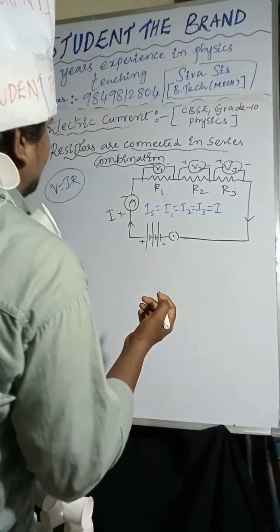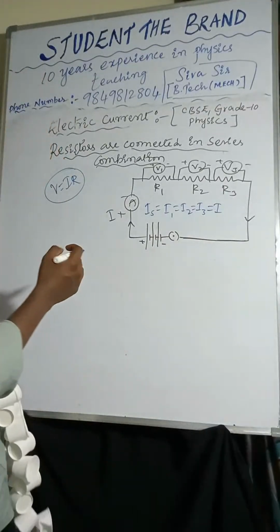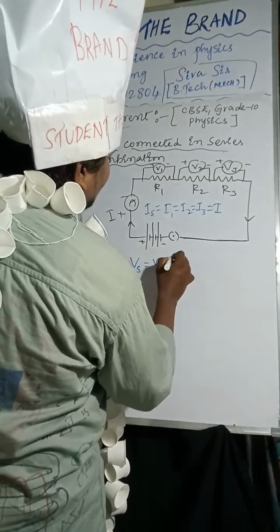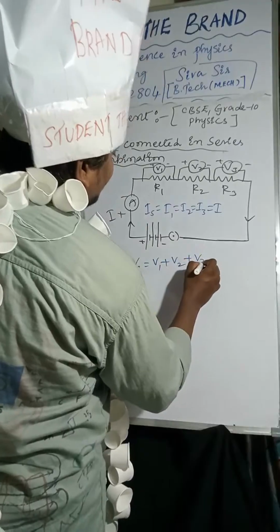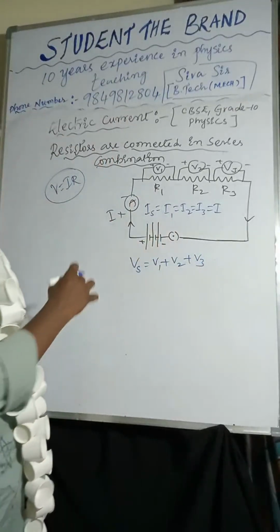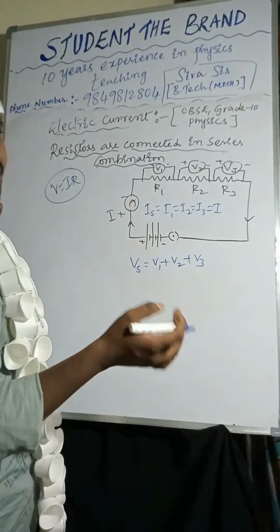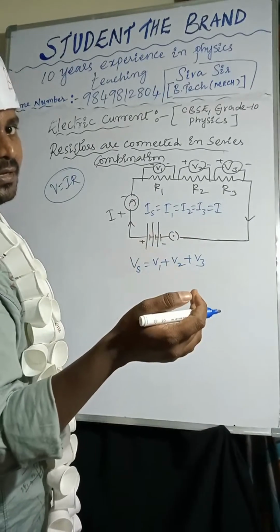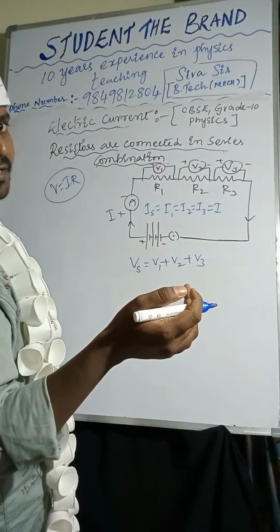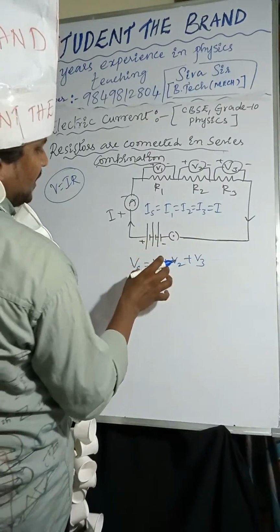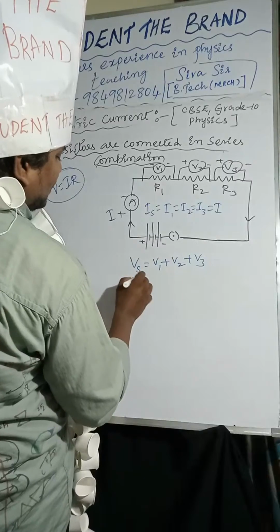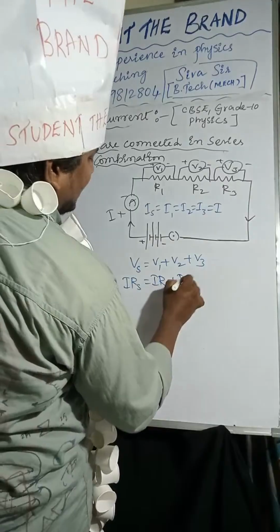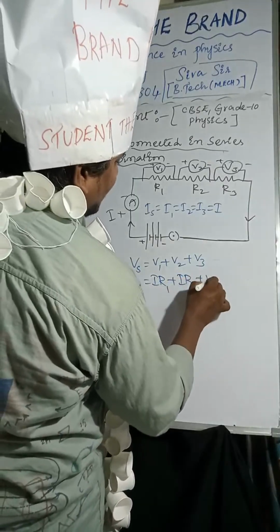Coming to the potential difference, Vs equal to V1 plus V2 plus V3. Okay, I'm taking it like this. So IRS equal to IR1 plus IR2 plus IR3.